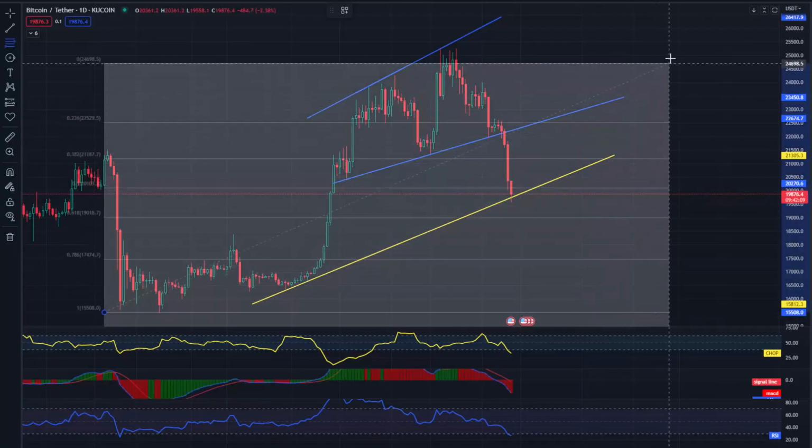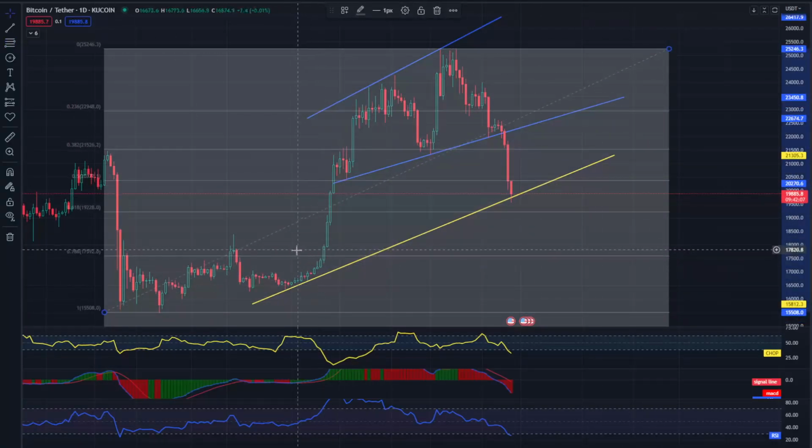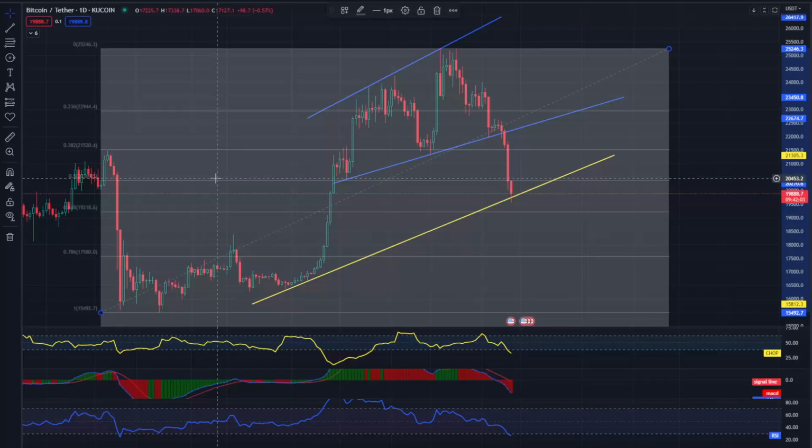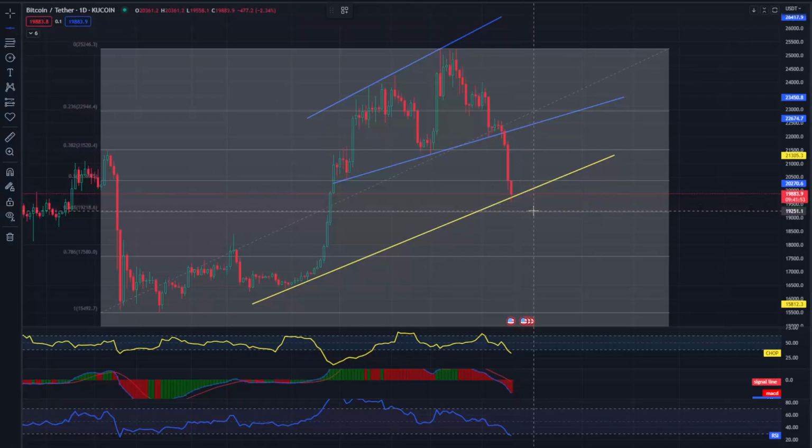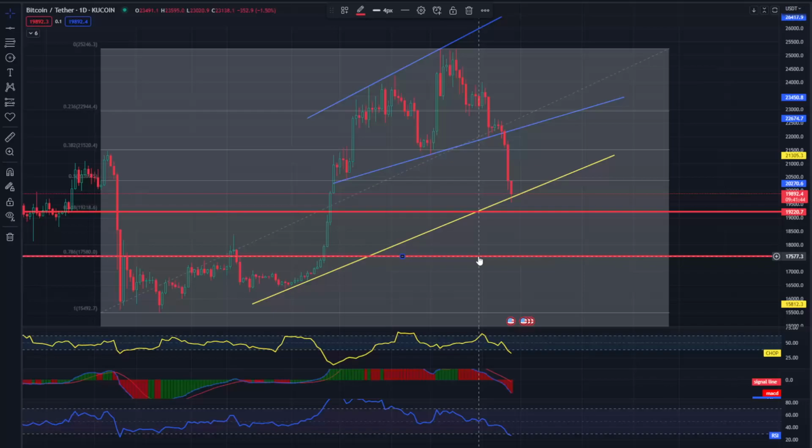Now we can move on to marking the places of support in the event of a correction. And here we have the first very strong support at the so-called fib golden point at $19,221. However, when we fall below this support, we can see a drop to around $17,577.